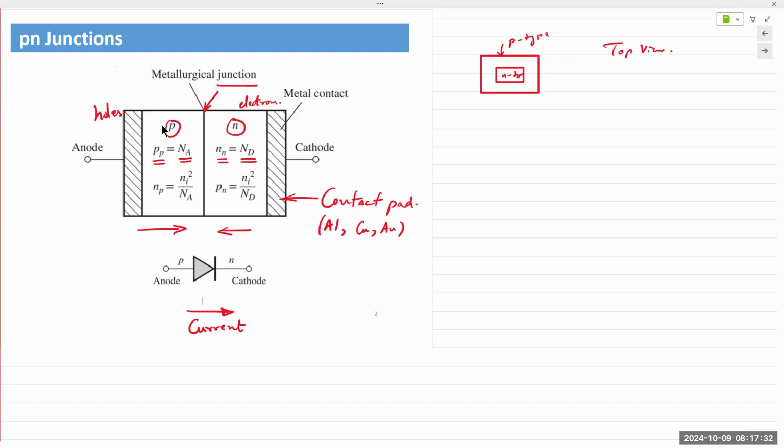And if it's a transparent packaging, it would be some different color or maybe a black band running around one end. And that band indicates the cathode of the diode.